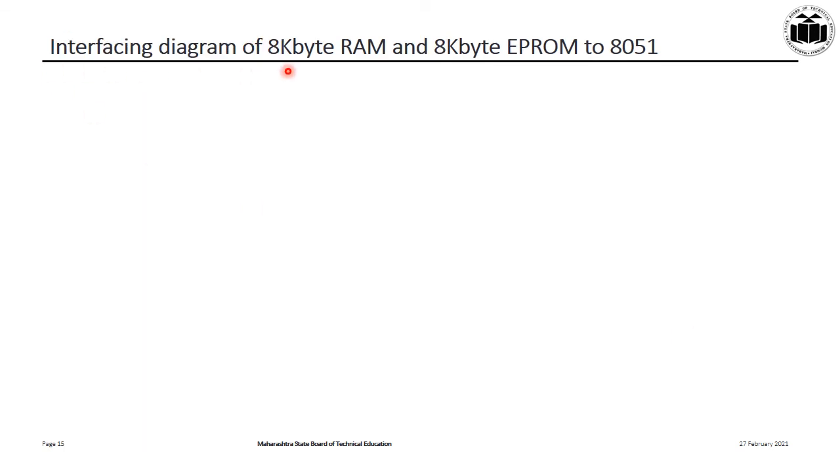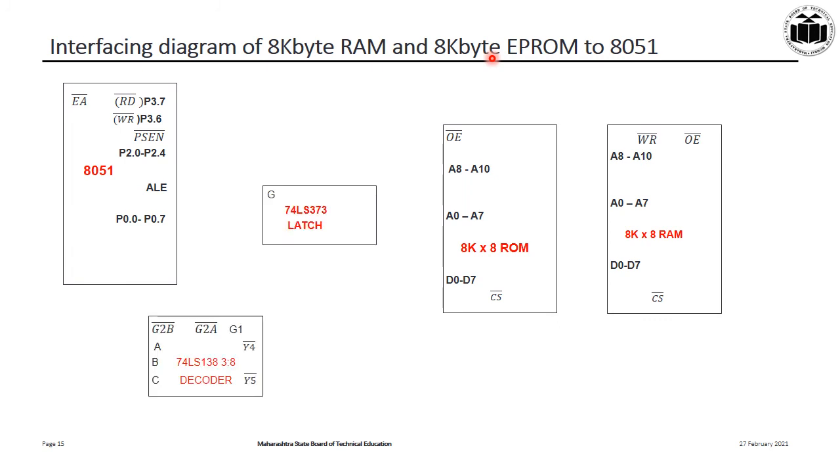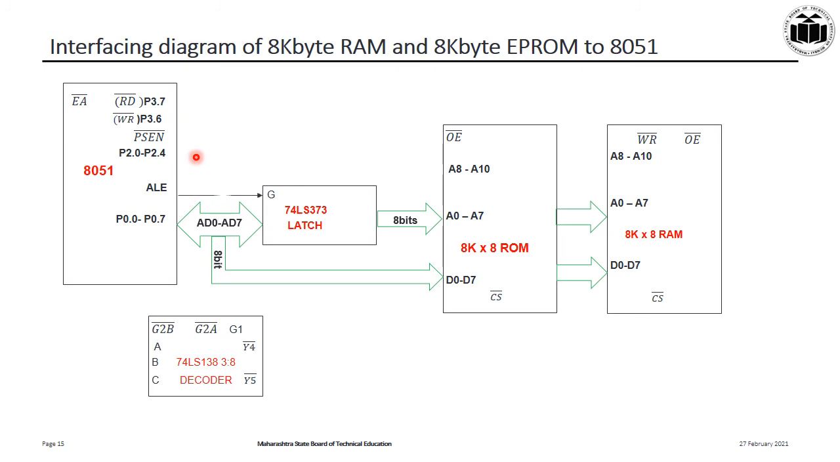Let's try to interface 8 kilobyte RAM and 8 kilobyte ROM to 8051. The major blocks: the lower order address and data, ALE to the latch to demultiplex address and data, and higher order address from A8 to A12. Because we are interfacing 8 kilobyte RAM, we will need a total of 13 address lines. So 8 lower and 5 higher.